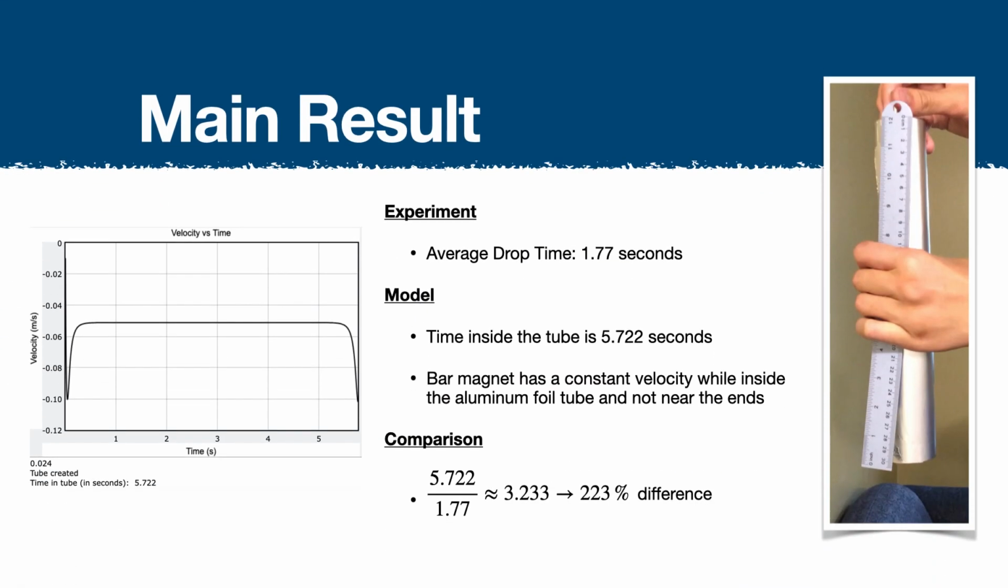The main result of this lab is that while the experiment had an average drop time of 1.77 seconds, the model predicted a drop time of 5.722 seconds, a 223% difference. Of note, the bar magnet had a constant velocity while inside the aluminum foil tube, while it is not near the ends.